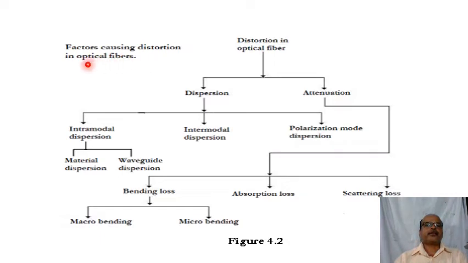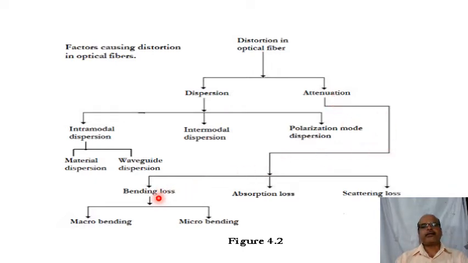So, factors causing the distortion in optical fibers. What are the different factors responsible for the distortion? If such a question is asked, then you have to recall this tree diagram of distortion in optical fiber. Mainly dispersion and attenuation are present. In dispersion, there are different types: intramodal dispersion, intermodal dispersion, and polarization mode dispersion. So what is dispersion? Dispersion is the broadening of the pulse. Then next is the attenuation.